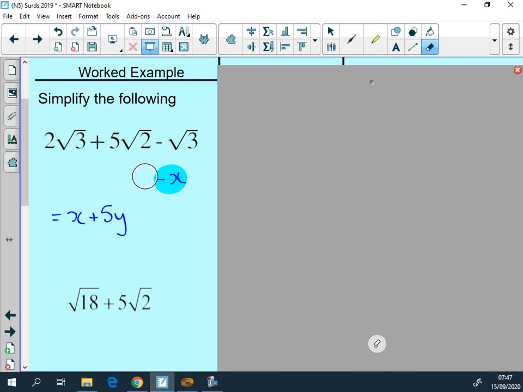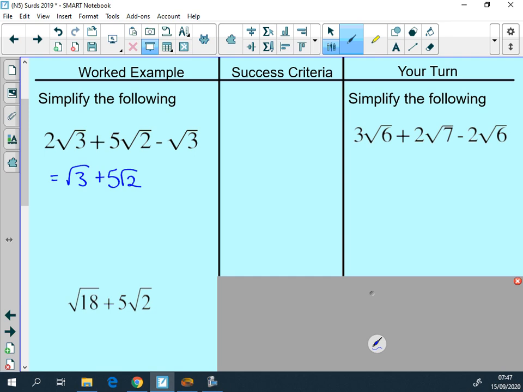So let's now treat this with root 3's and root 2's. So I know that I've got 2 lots of root 3, and I'm taking away 1 lot of root 3, so I'm going to be left with 1 lot of root 3, and I'm adding 5 lots of root 2. And again, just like the same reason I can't put x and y together, I cannot put root 3 and root 2 together. Can you try the one on the right-hand side?